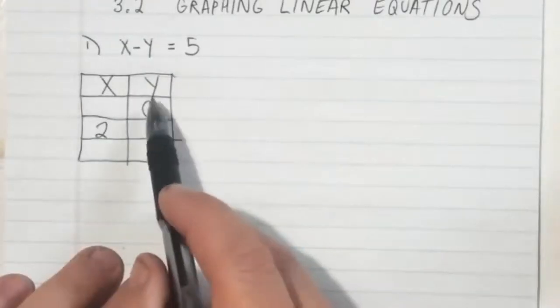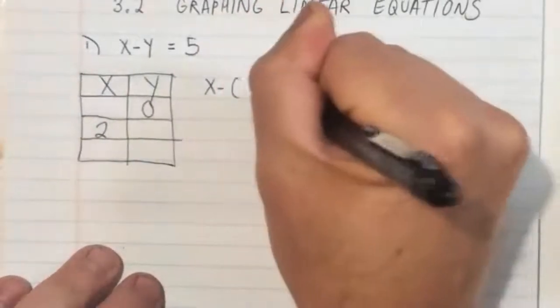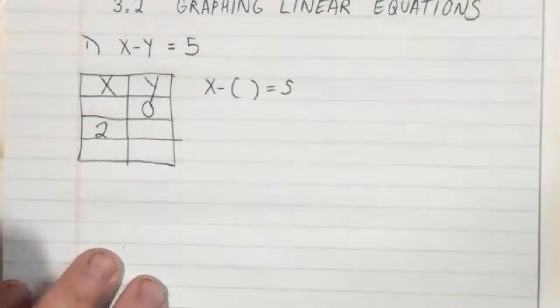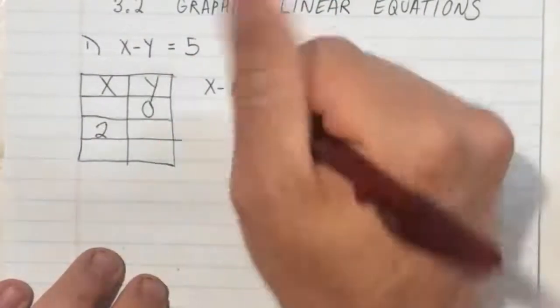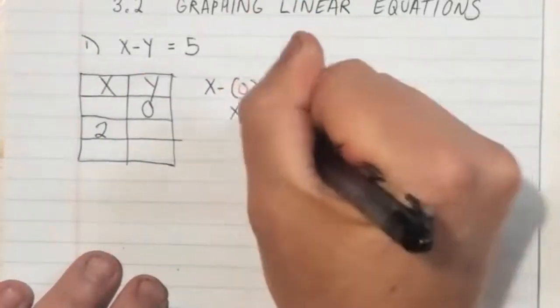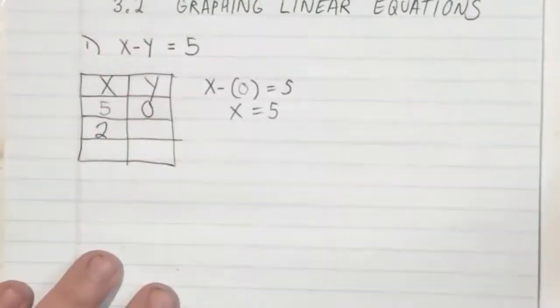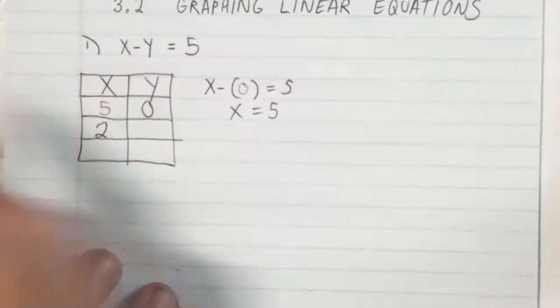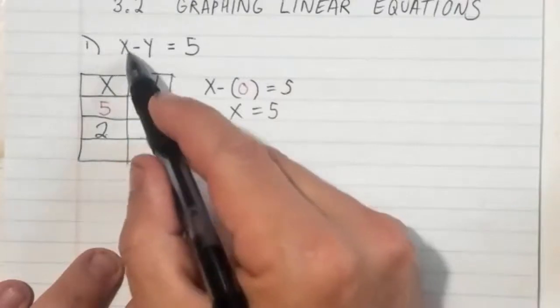With this first one, when y is 0, again, we're going to write the equation. We're substituting that value in for y. So instead of y now, I'm going to have 0. Well, x minus 0 is just going to give me x. So we know our x is going to be 5. So that's that first value right there. If you come to the next one, they're telling you you have to use 2 for x.